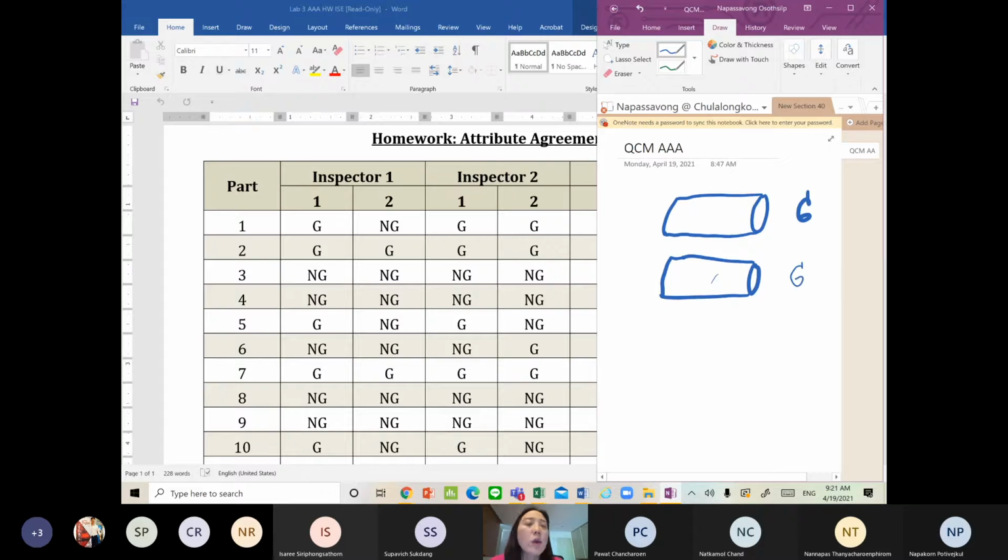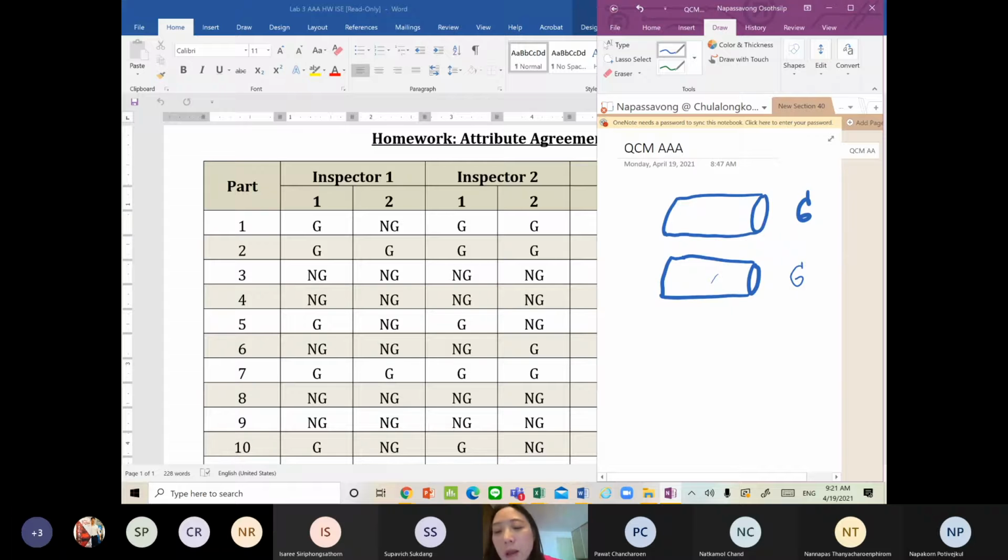But they have to agree and write down the definition of defect, which characteristics they accept and which they do not. For example, they can say that they accept this, or say that this is a G part, right?